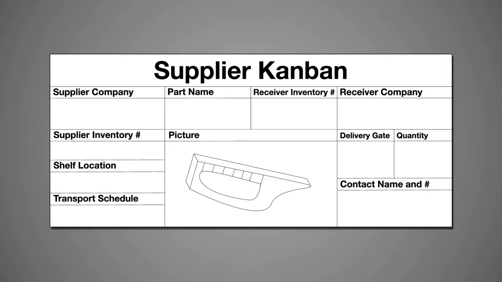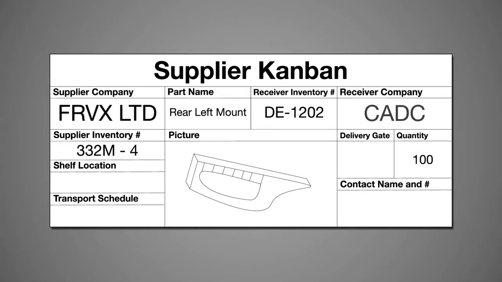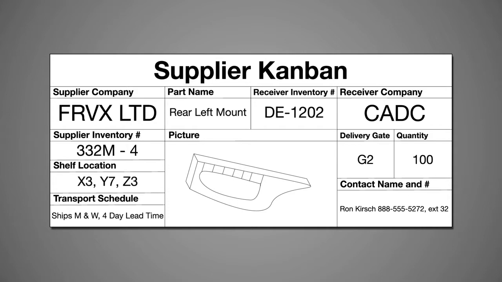Supplier Kanban usually contain the following information: the part name, your inventory number, the supplier's inventory number, the quantity, the supplier company, your company, the transportation schedule, the delivery date, the delivery gate location, the shelf location, and your company's contact name and number for the specific Kanban. To better understand how each production, withdrawal, and supplier Kanban work in your specific environment, it's best to see them in action in common production scenarios.